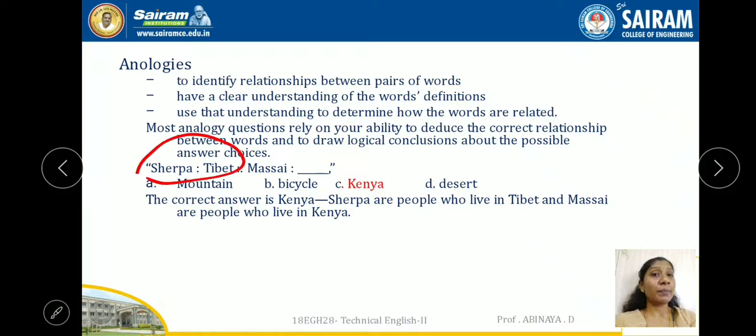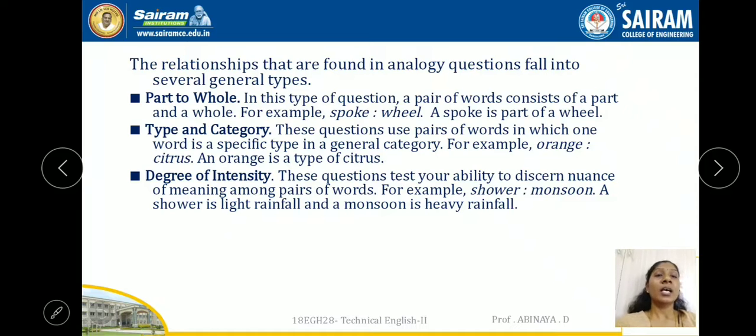The relationship is not only on this basis; it may be on the basis of pair and group, or antonym also, synonym also. Let us see here. The relationships found in analogy questions fall into several general types. Part to whole: in this type of question, a pair of words consists of a part and a whole. One word will be a part of the other whole category, right? See, spoke, wheel. The spoke is a part of a big wheel, right?